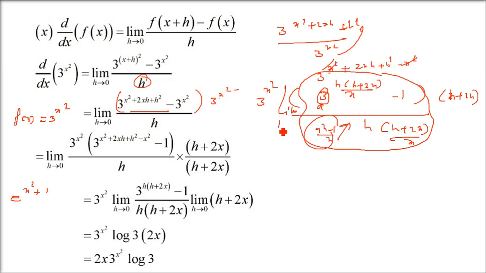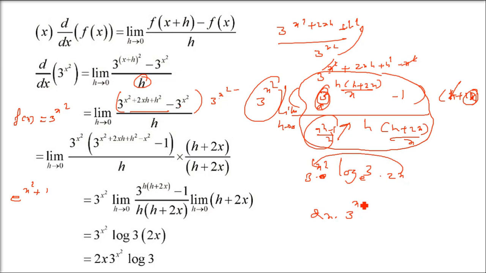Now apply the limit, h tends to 0. So it will be log, base e, of 3. 3 raised to x square was already there. Now coming to the h plus 2x which we have included by ourselves: h is 0, so only 2x will remain. Now 2x you can bring to the front. This is 2x into 3 raised to x square and log 3. This is the final answer.